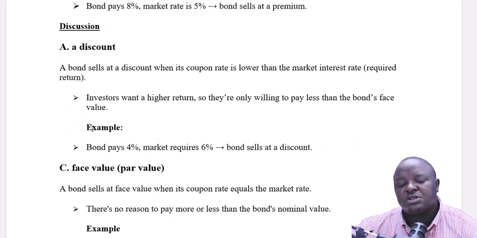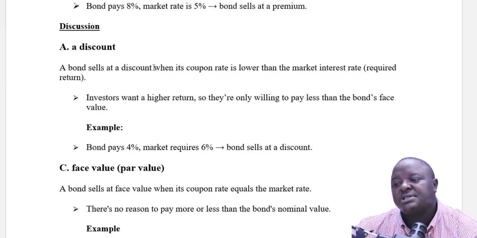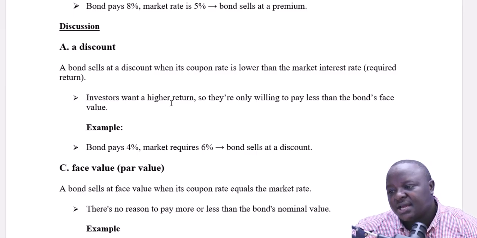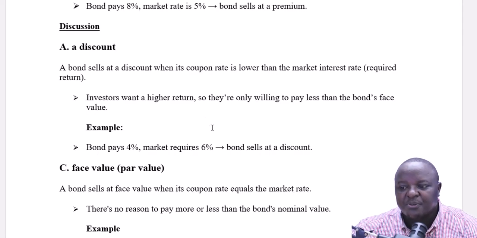When you talk about a bond selling at a discount, a bond sells at a discount when the coupon rate is lower than the market interest rate, that is the required return. It means that investors want a higher return, so they are only willing to pay less than the bond's face value. Example, the bond pays 4%, the market requires 6%. The bond sells at a discount.